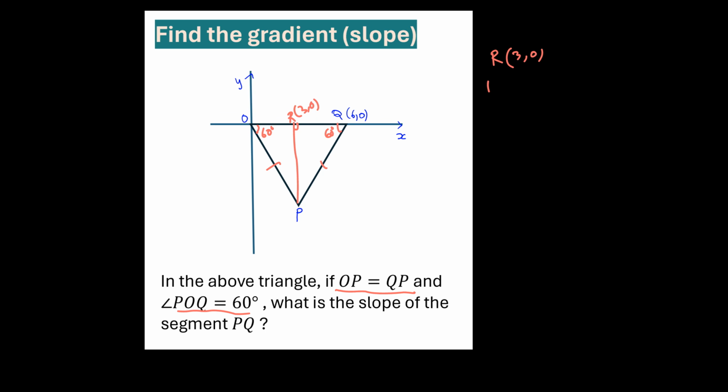So we are saying that PR is the perpendicular bisector of OQ, and we get OR is equal to OQ, and that is equal to 3. This is 3 and this is 3. The length of it is 3.